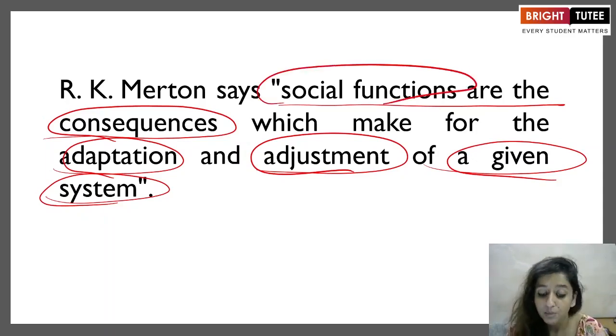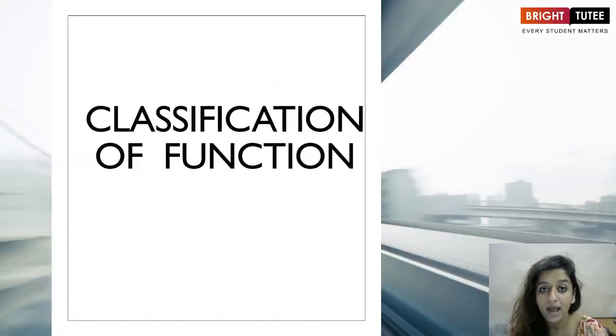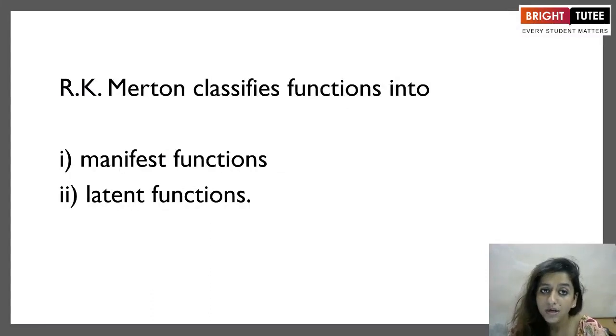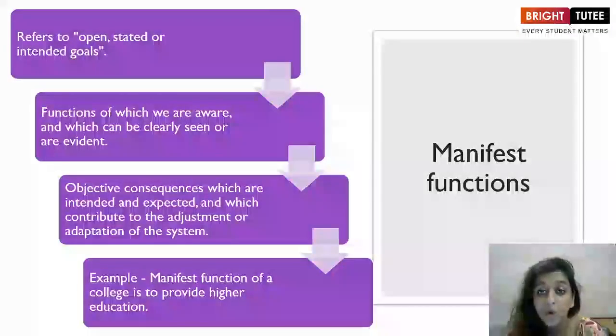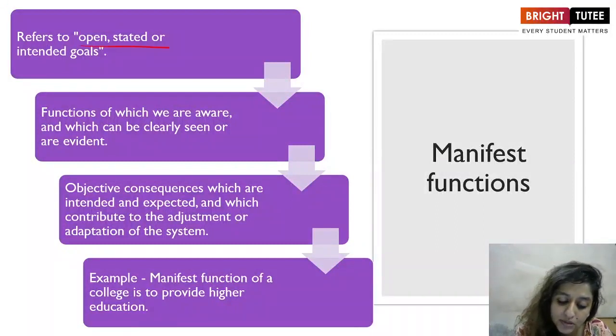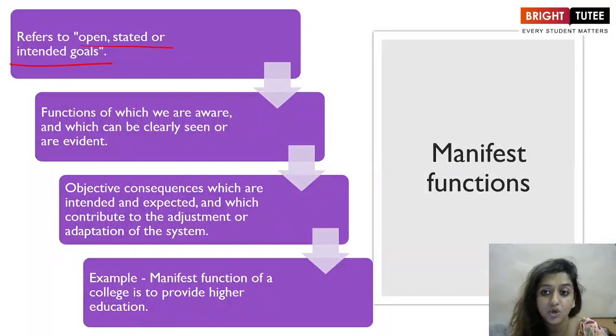Moving ahead to how these functions can be classified. According to R.K. Merton, these functions can be classified into manifest functions and latent functions. What are manifest functions? Manifest functions are open, stated, and intended goals.